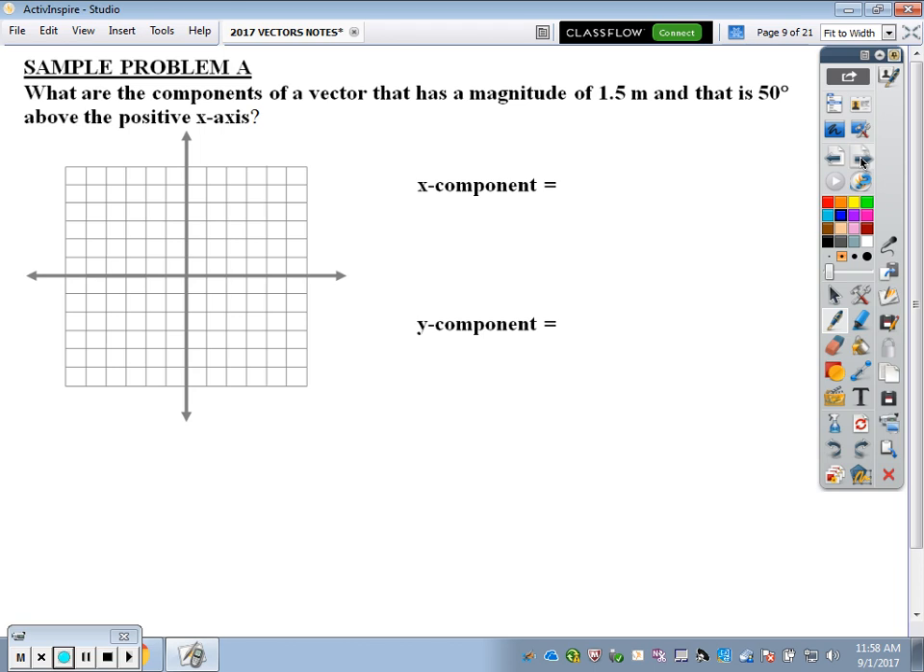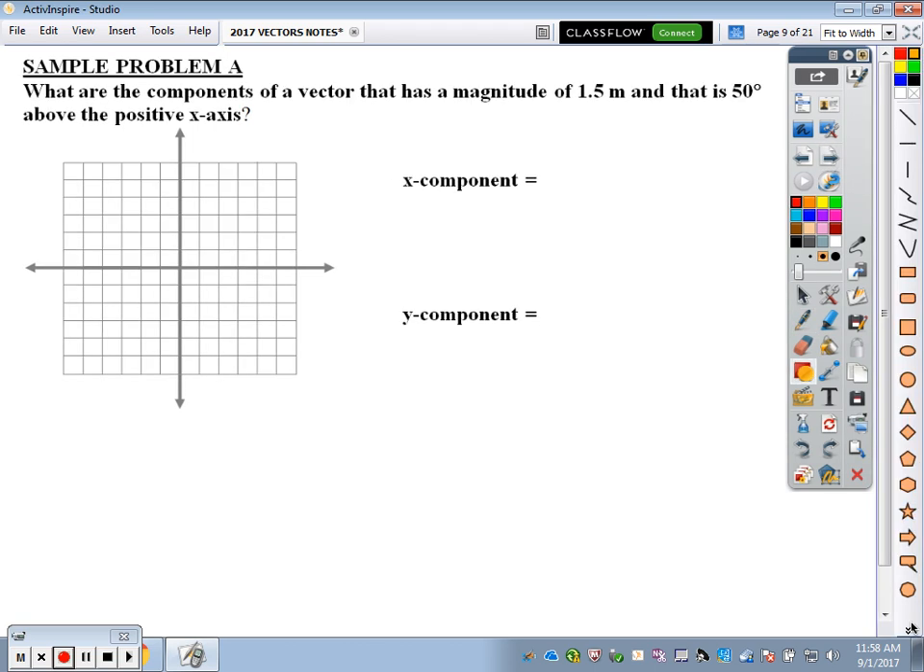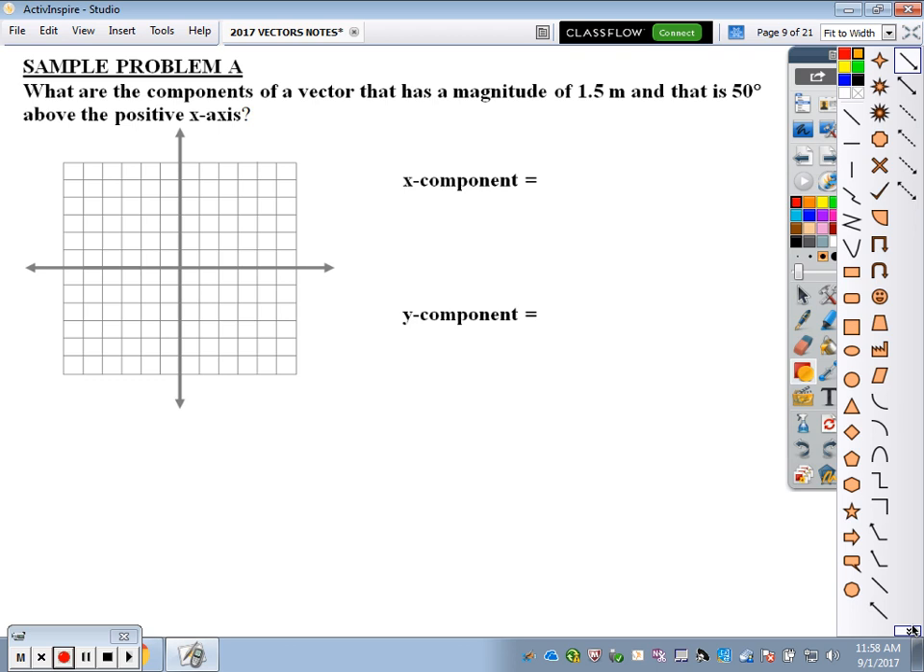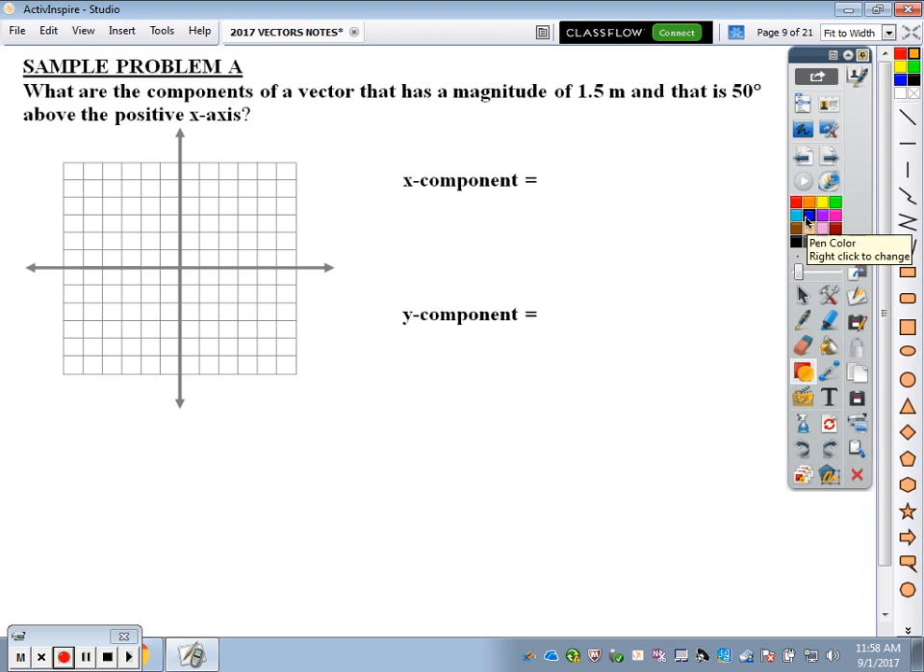The first thing we're going to do is learn how to properly draw these, and we will start with a coordinate grid. We are not always going to get a coordinate grid, but for right now, we will. So Mark, we take a look at what we have, 1.5 meters, 50 degrees above the positive x-axis. What quadrant is this going to be in? It's above, that should be an indication, the positive x-axis. Correct, it will be in the first quadrant.